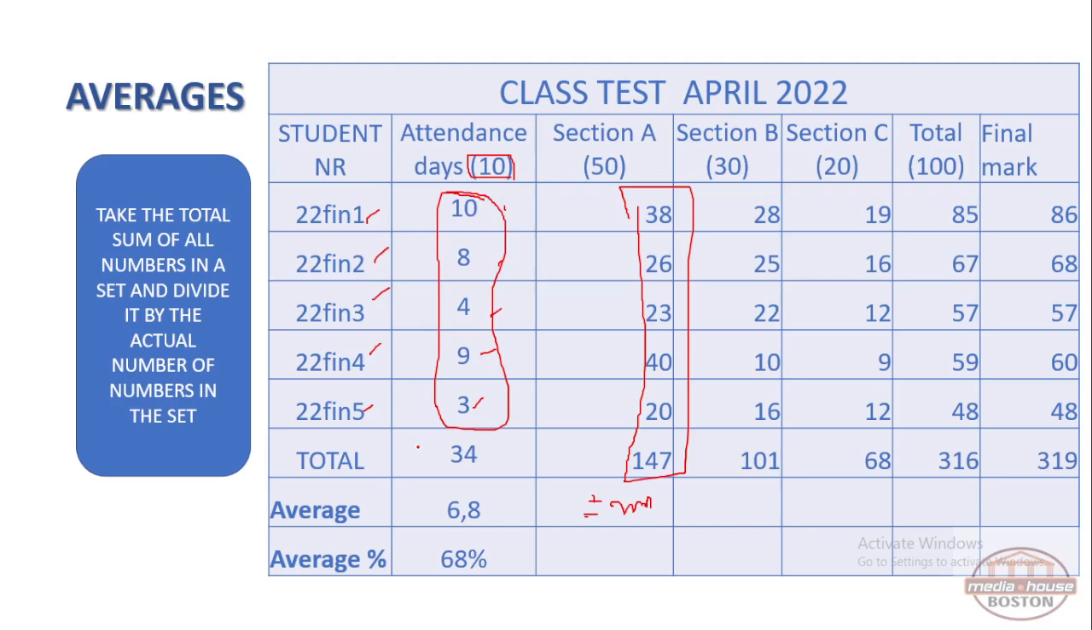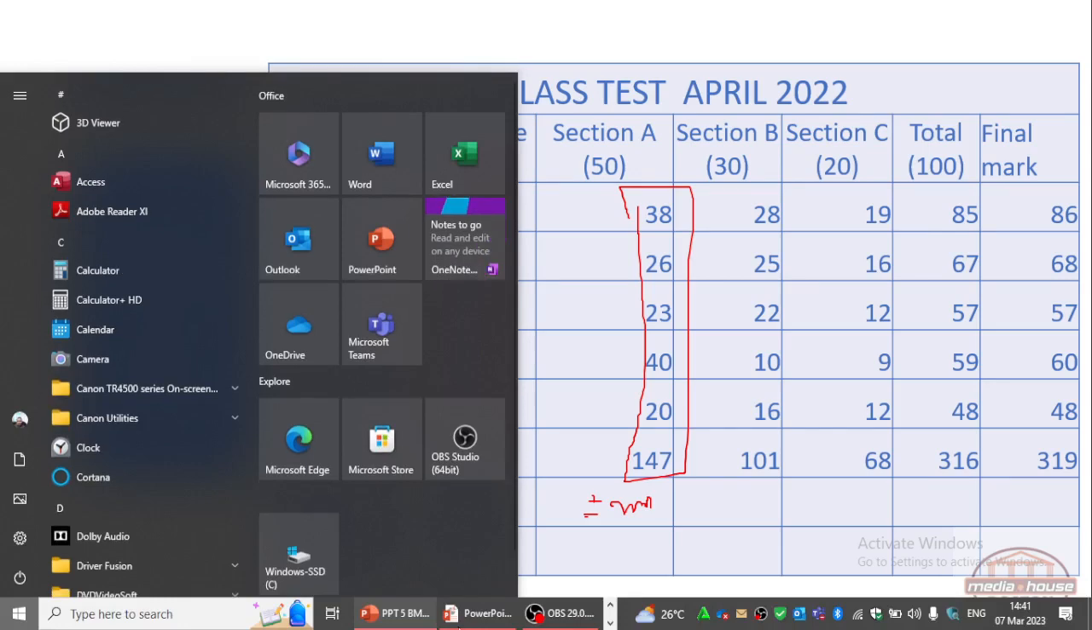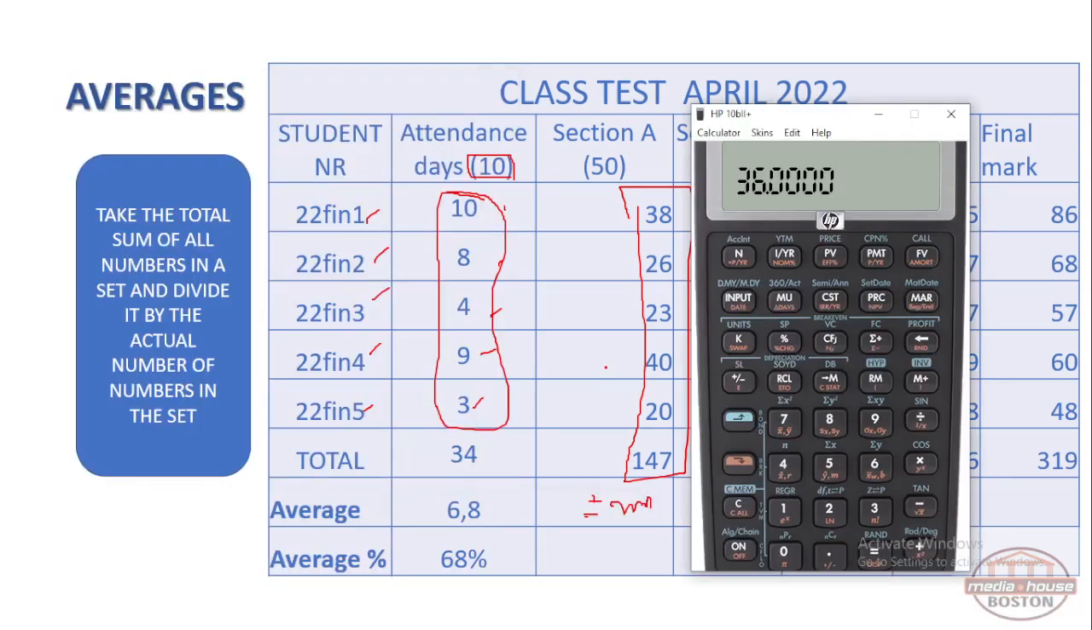So we have a total of 34. In our scenario, I'm just going to look for my calculator. So we say 10 plus 8 plus 4 plus 9 plus 3, giving us 34, divided by the number of students, which is 5. So the average attendance by student is actually 6.8. So this 6.8 is out of 10, because the number of days that we're looking at is 10 days.